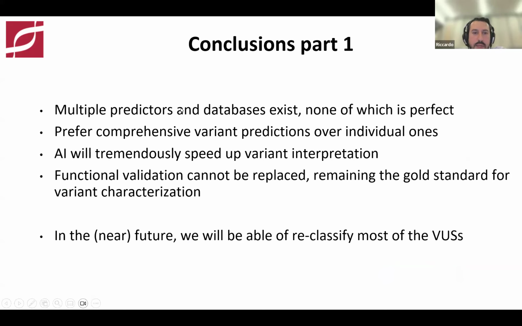But to conclude part one, I would just say that multiple predictors and databases exist, none of which is perfect. We aim for comprehensive predictors over individual ones; the more the better. AI will help us here because it will be able to integrate all the information coming from the web. But for all how useful these things are, they cannot replace the actual experimental work. The experimental work is at the moment the gold standard, and it's the only way to fully confirm and characterize your variants. Given the large number of functional assays available and the possibility of high throughput for some of them, I do predict that in the future we'll be able to reclassify and characterize most of the VUS.